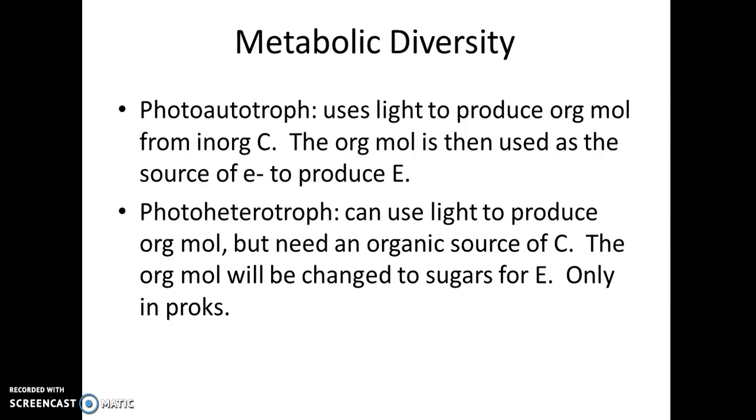Photoheterotrophs use light to produce organic molecules but need an organic source of carbon. So they can't use CO2 as their source of carbon. They have to use something else, some other carbohydrate, some other protein, or some other fat to produce the organic molecules so they can produce the electrons necessary for energy production. Now, that only happens in prokaryotes, not really discussed a lot. We're not going to really talk about that a lot either.